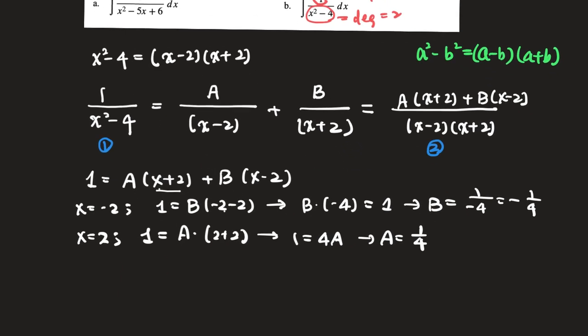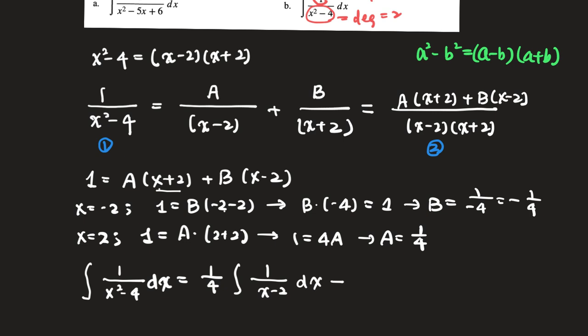Now you can do the integration. The integral of 1 over x squared minus 4 dx equals 1 over 4, which I'm going to take out in front of the integral, times the integral of 1 over x minus 2 dx, minus, since B is negative 1 over 4, 1 over 4 times the integral of 1 over x plus 2 dx.